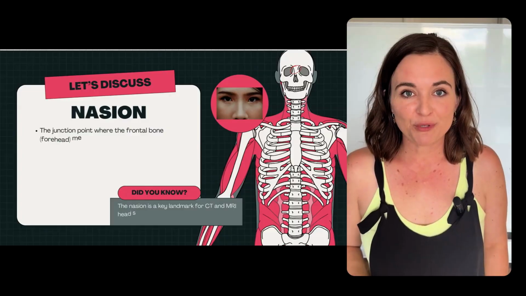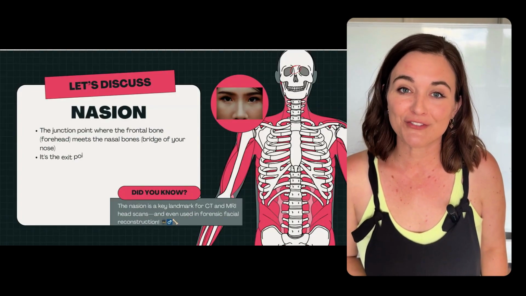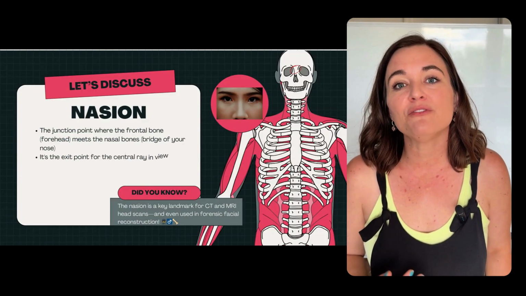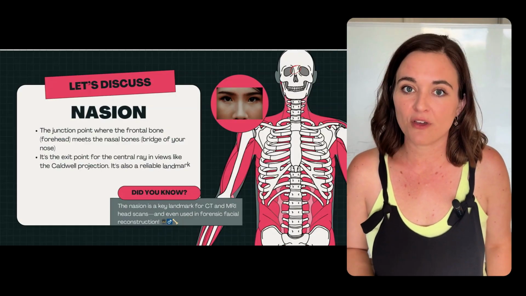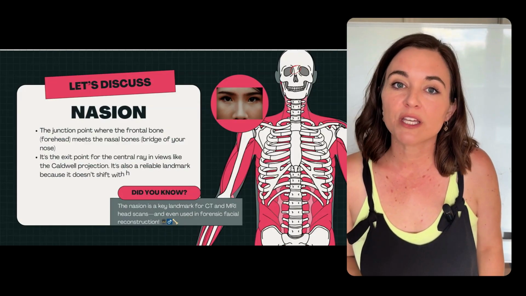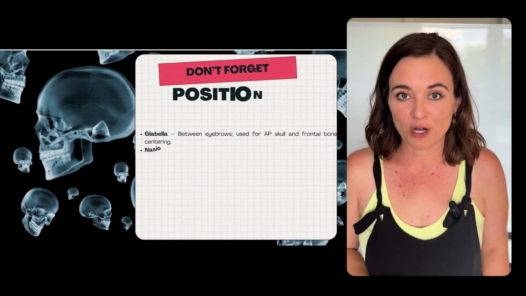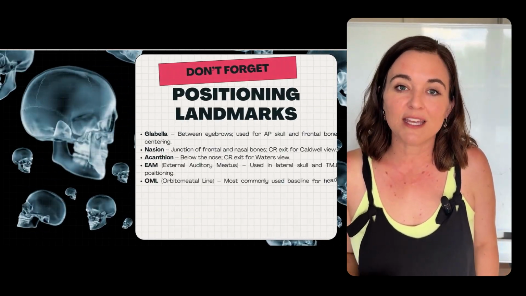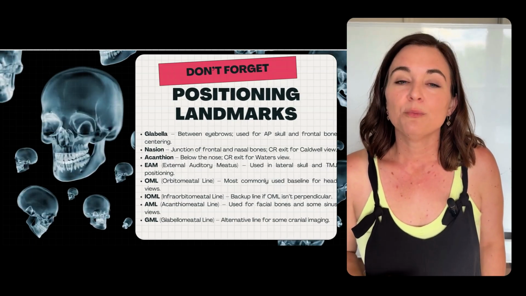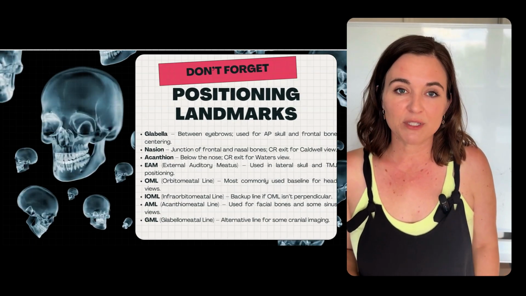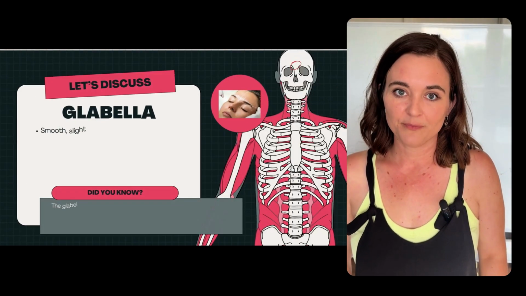These bones protect your brain, anchor facial muscles, and form the framework of your face. For imaging, we focus heavily on the frontal, occipital, and sphenoid for pathology, like trauma or congenital defects. Don't forget your positioning landmarks. These landmarks and lines are crucial for accurate skull imaging, both for getting great diagnostic images and for avoiding repeats. Let's break them down simply.